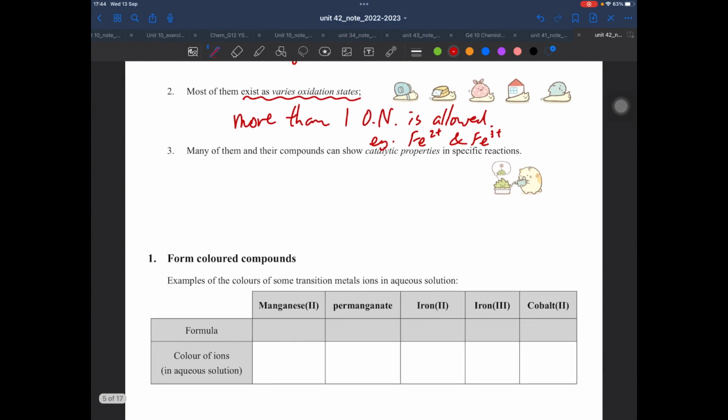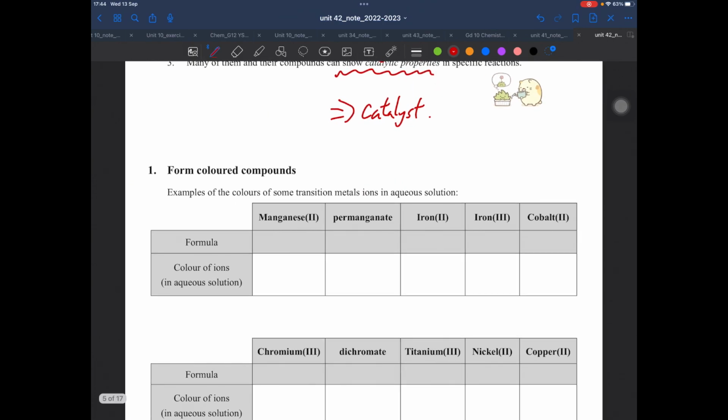The third one is, they show catalytic properties, serving as catalysts. Again, those main group elements, sodium, potassium, can hardly be a catalyst. But don't worry, the reason behind it is out of the syllabus, so just memorizing is enough.